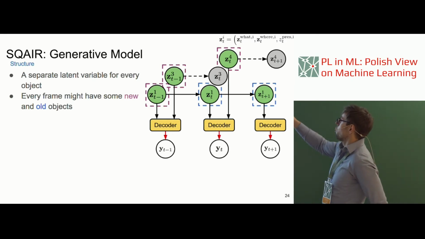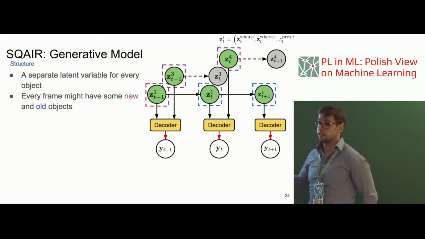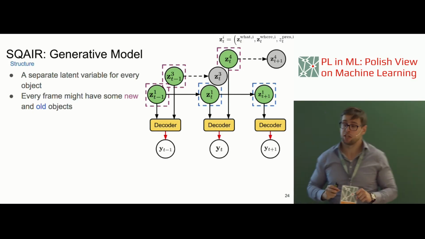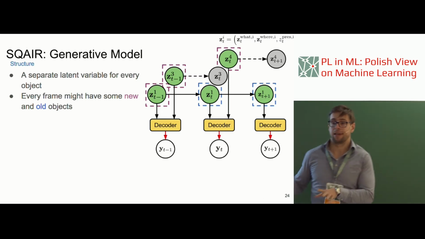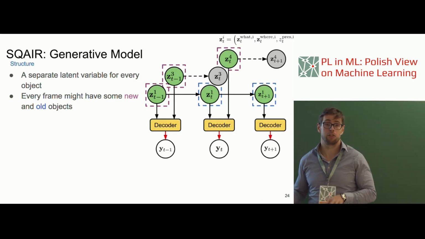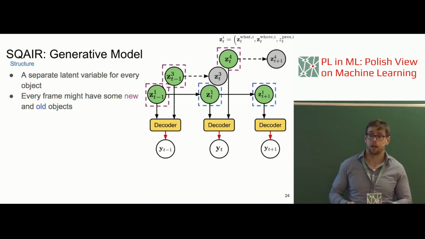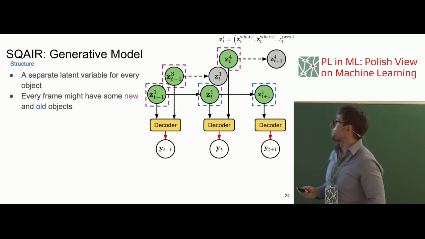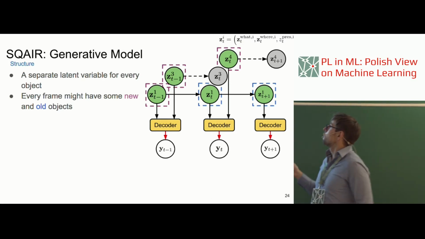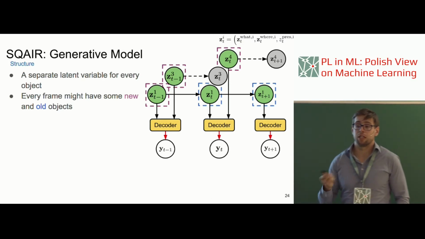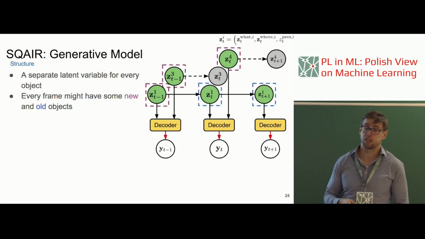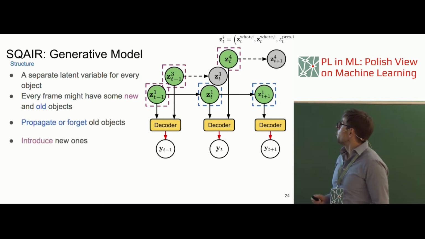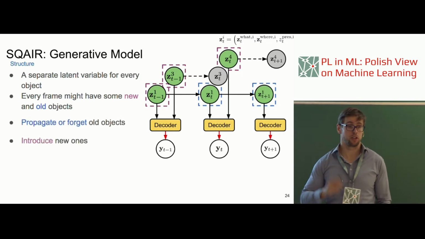So for example, for object number 1, we decided that the object is still in the image and we just update its properties. For object number 3, we decided that maybe it's already left the frame and it's no longer there, so we'll just drop this latent variable, hence the gray circle. And then for object number 4, we decided that it might be a new object entering the frame, so we'll introduce a latent variable. And so it continues at every time step.